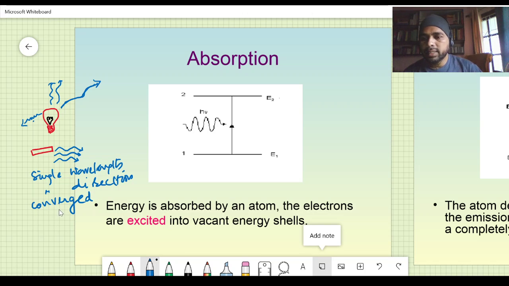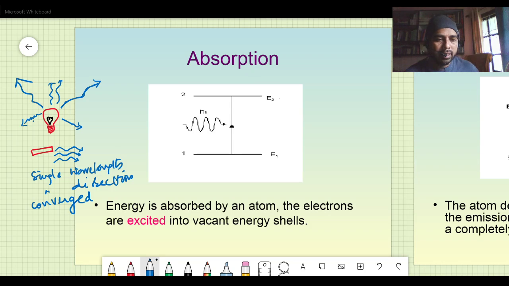It's not exactly converged, but it is in a particular direction only, not diverged. Here divergence means it goes in this direction, it comes in this direction. Wherever you see, it is there in all the directions. So divergence is not found in the laser source. Coherent waves, you know, all the waves of light are in phase with each other.